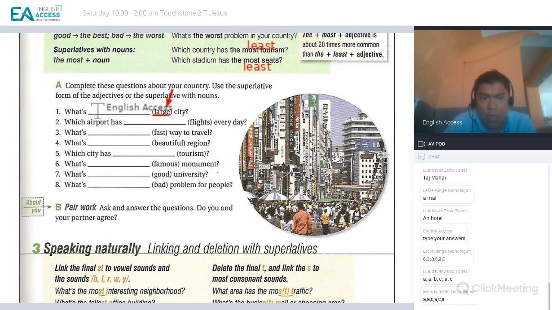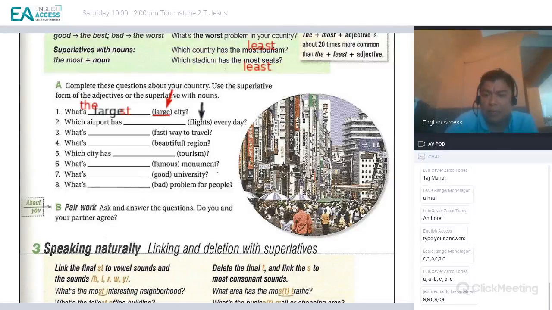So we write large and then est. Well, we already have an e, so we only have to use st. Largest. Okay. Now, in the next example, number 2, this is not an adjective. That is a noun. It's a thing. Yes. And I forgot something over here. When we have a superlative, it's always necessary the.